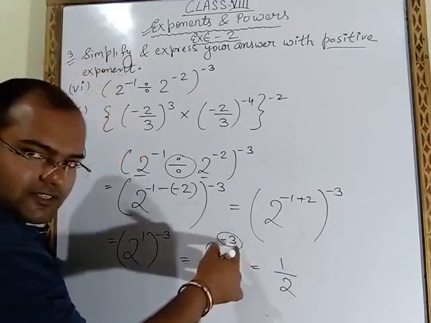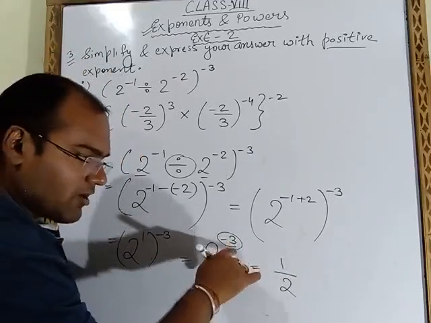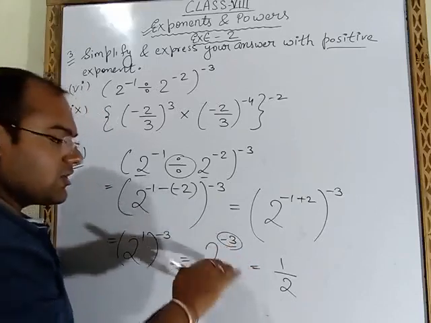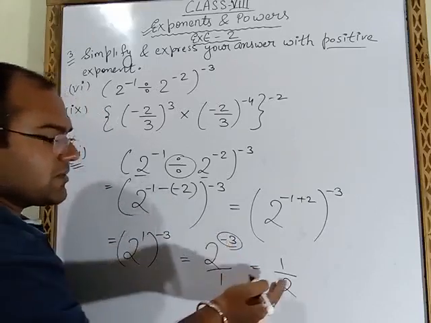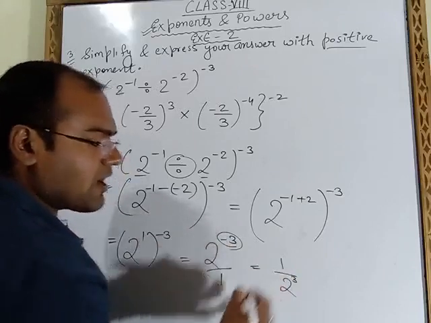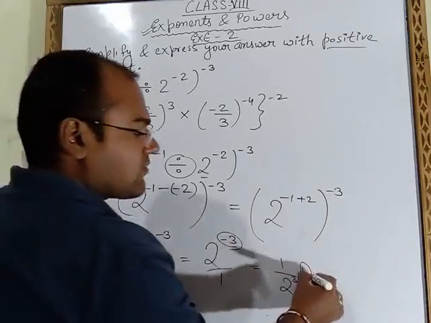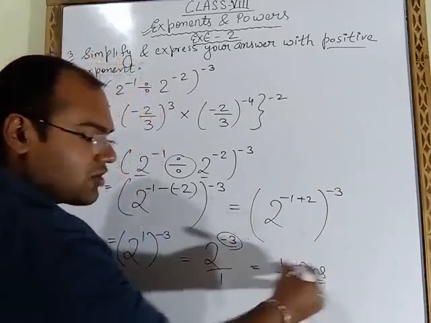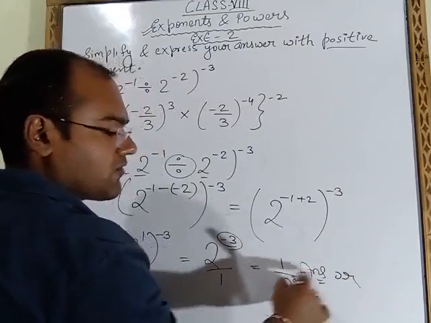2 power minus 3 is there. In order to make this power positive, what will we do? We will take the reciprocal. So the answer will be 1 upon 2 raised to the power plus 3. So this is your final answer. Or you can write like this also. One more way is there.